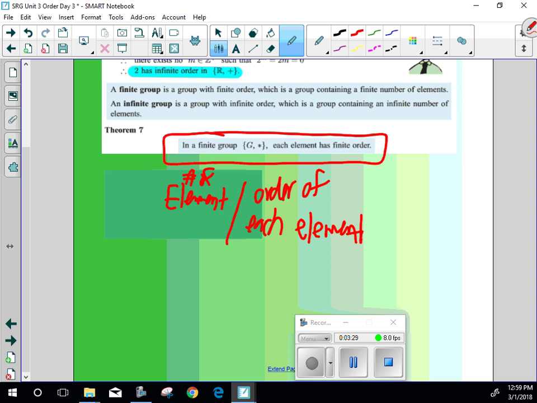So as it seems different, it really does come together that if you do have a finite number of elements, the order of each element inside the group is also going to be finite. But if one of them is infinite, they'll all be infinite, both the number of elements in the group and the order of each one. So one falls into the other.